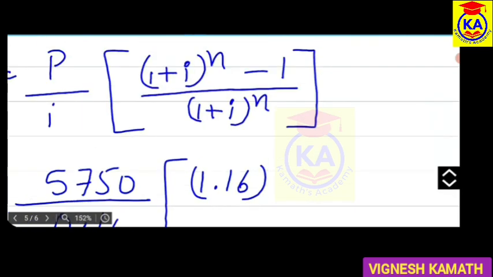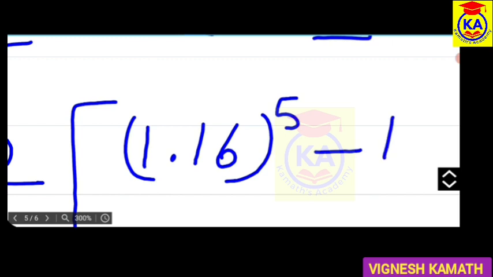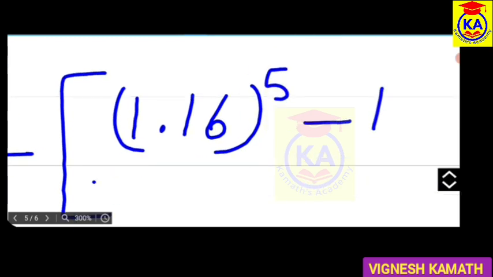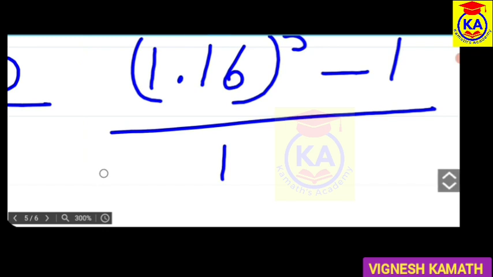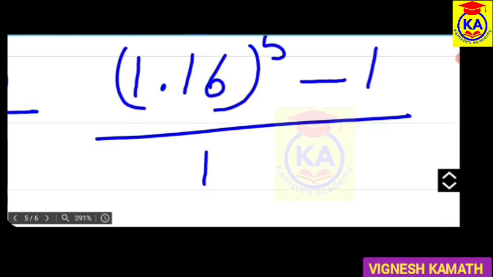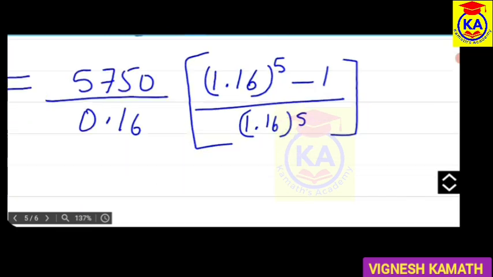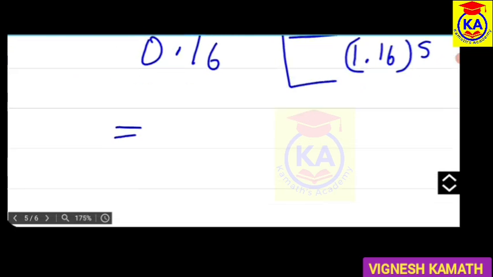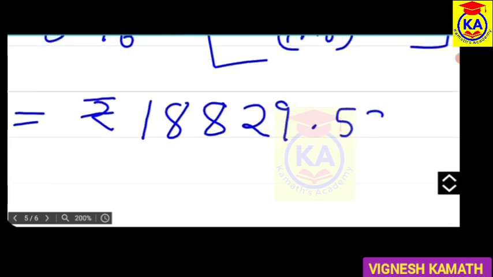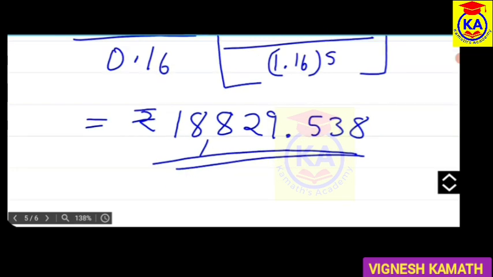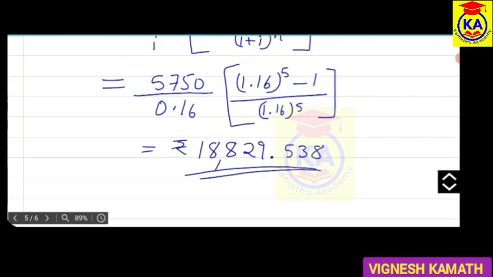1.16 to the power 5 minus 1, divided by 1.16 to the power 5, since 1 plus I is 1 plus 0.16, which is 1.16. If you simplify further, you will get the value as rupees 18,829.538. You will get 18,829.538 as the answer.